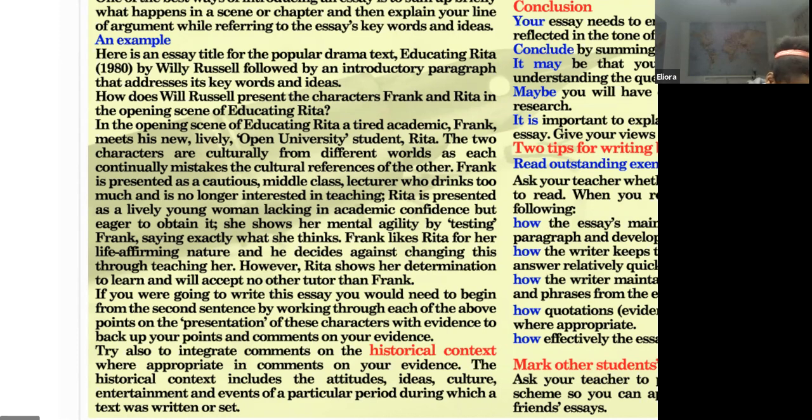So Frank is presented as a cautious middle-class lecturer who drinks too much and is no longer interested in teaching. Can you see the opening introduction? You're kind of introducing the personality and the character Frank. That goes in the introduction.